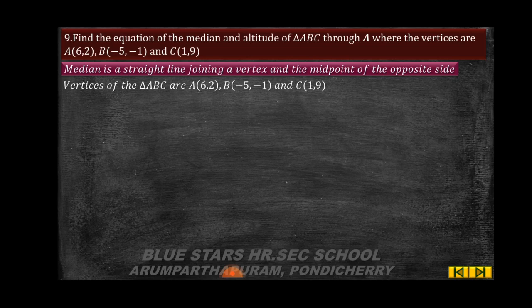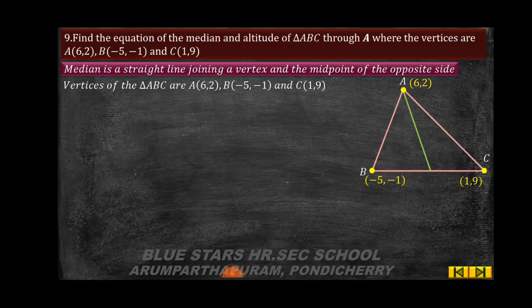So, the vertices of triangle ABC are A of 6, 2, B of minus 5, minus 1 and C of 1, 9. Let us take one triangle and mark the vertices: A is 6, 2, B is minus 5, minus 1 and C is 1, 9. So you just draw one line from the vertex A to the midpoint of BC.